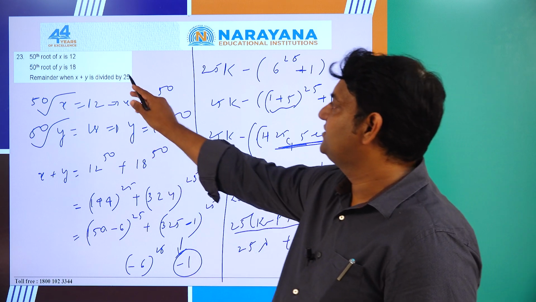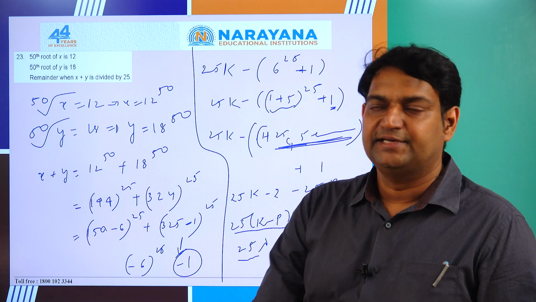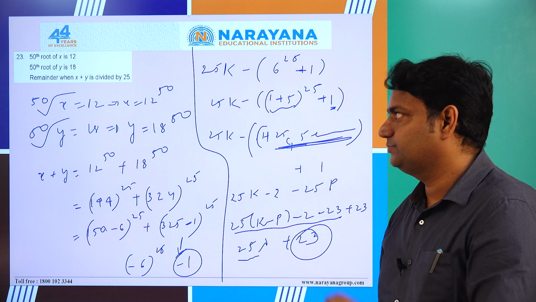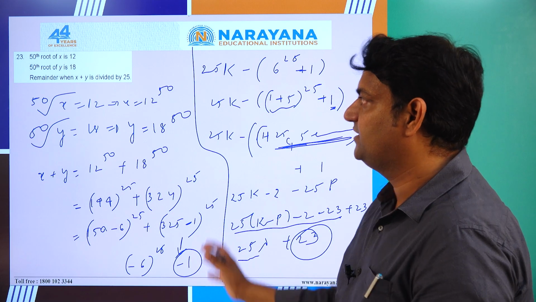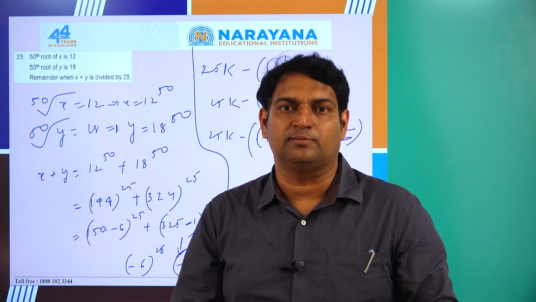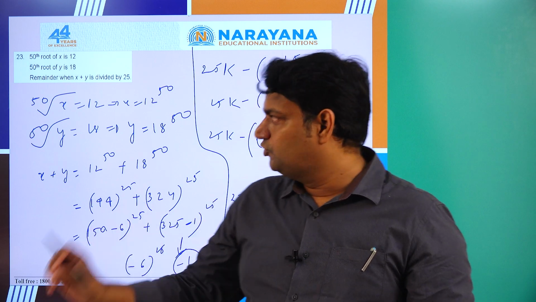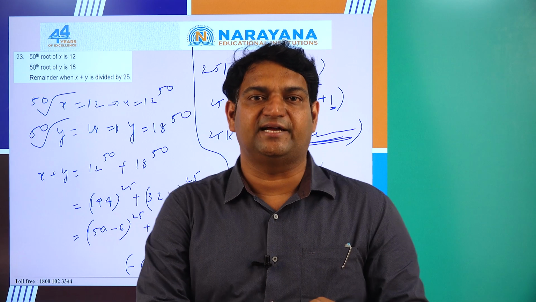So when this value is divided by 25, what is the remainder? 23. I will say that it's a good problem. These type of problems are the only deciding factors. The remaining problems all the students will get, but those students who get these type of problems will get a very good rank.